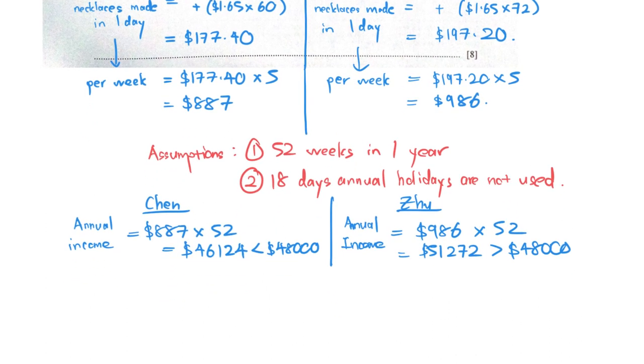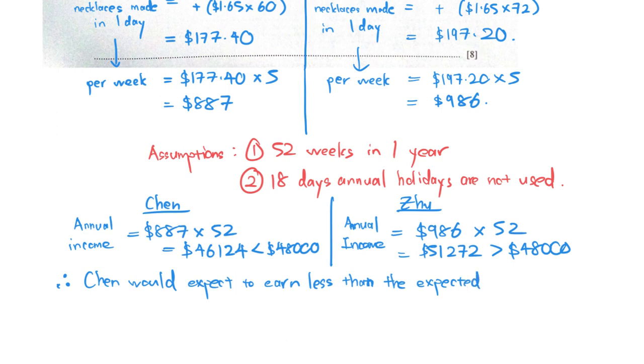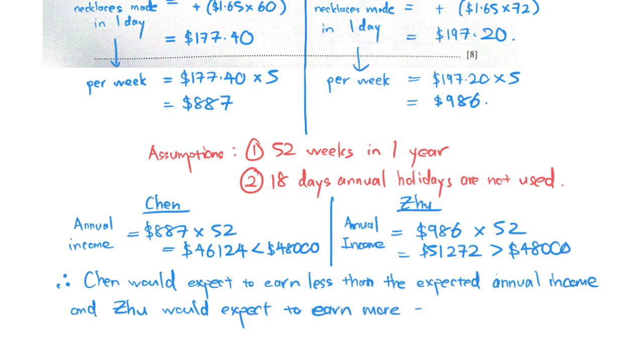Okay, so with this we have provided sufficient justification using values, and we will conclude that Chen would expect to earn less than the expected annual income, whereas for Zhu, you will expect to earn more than the expected annual income.